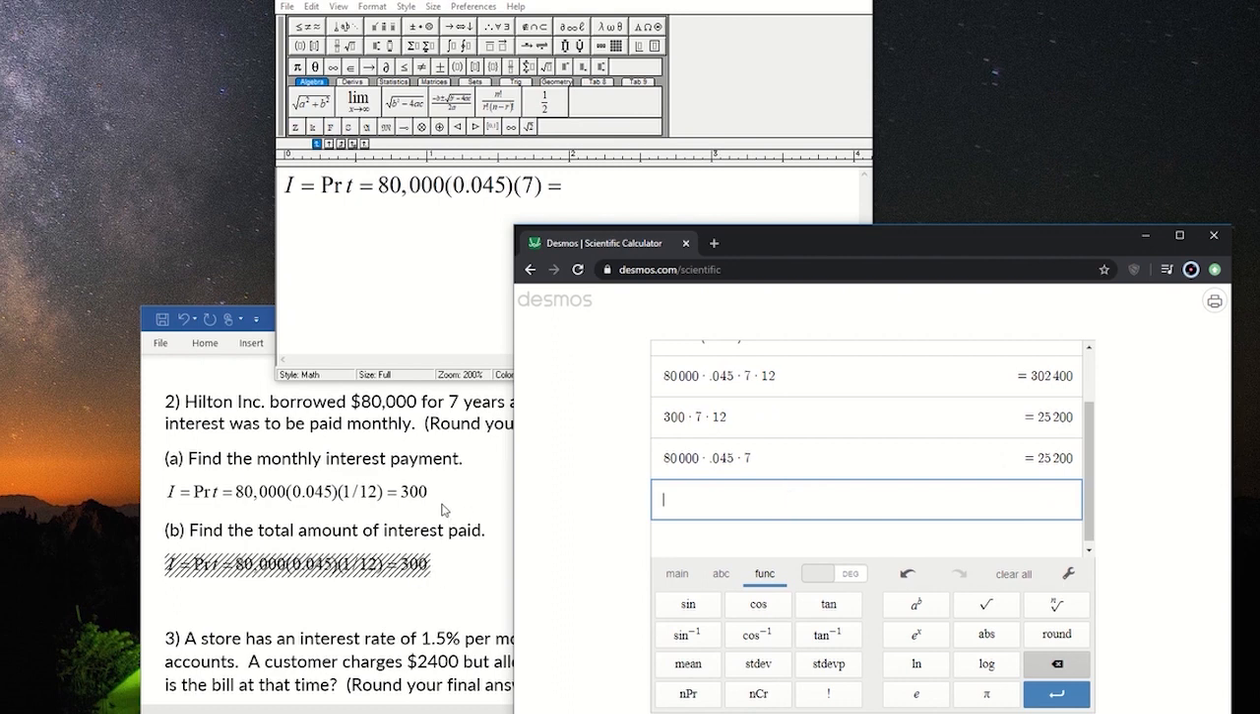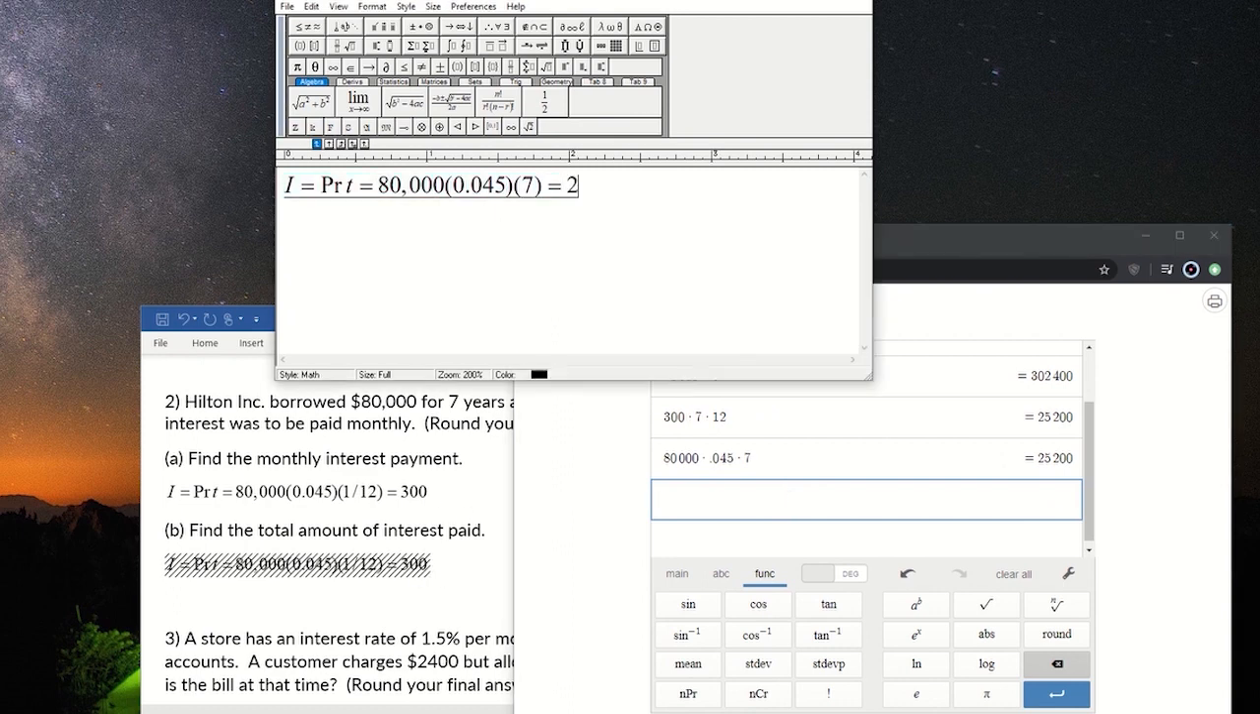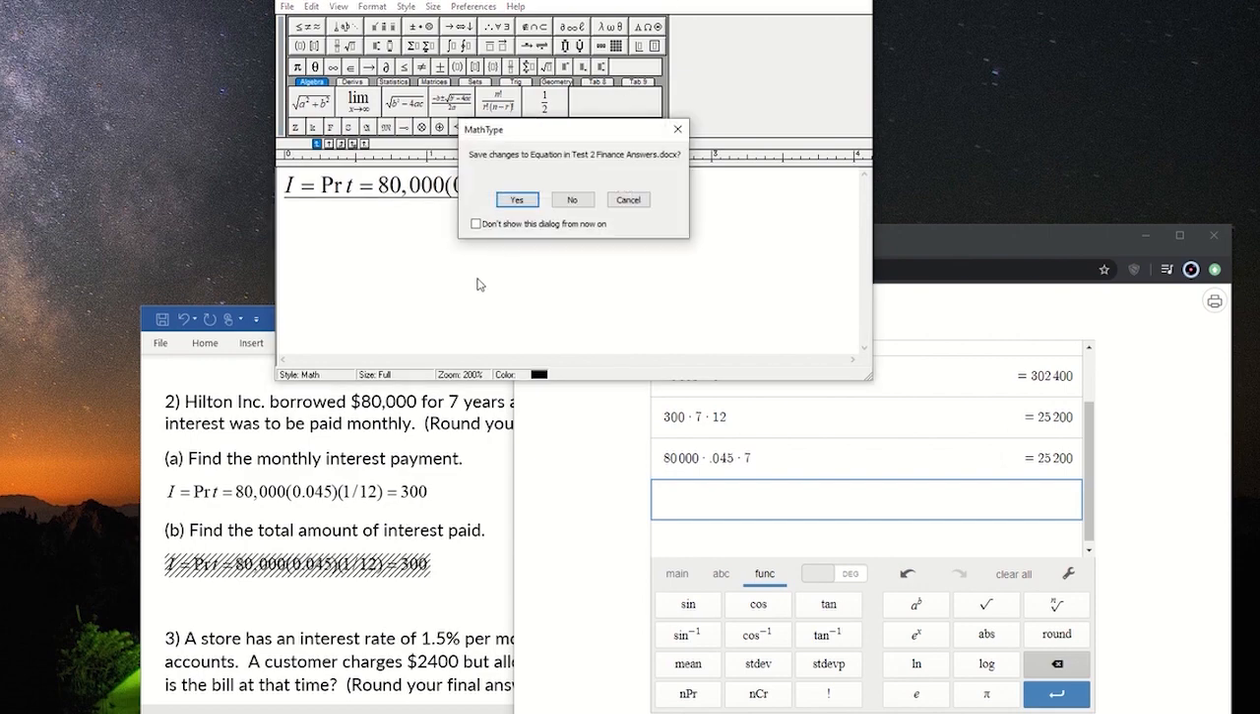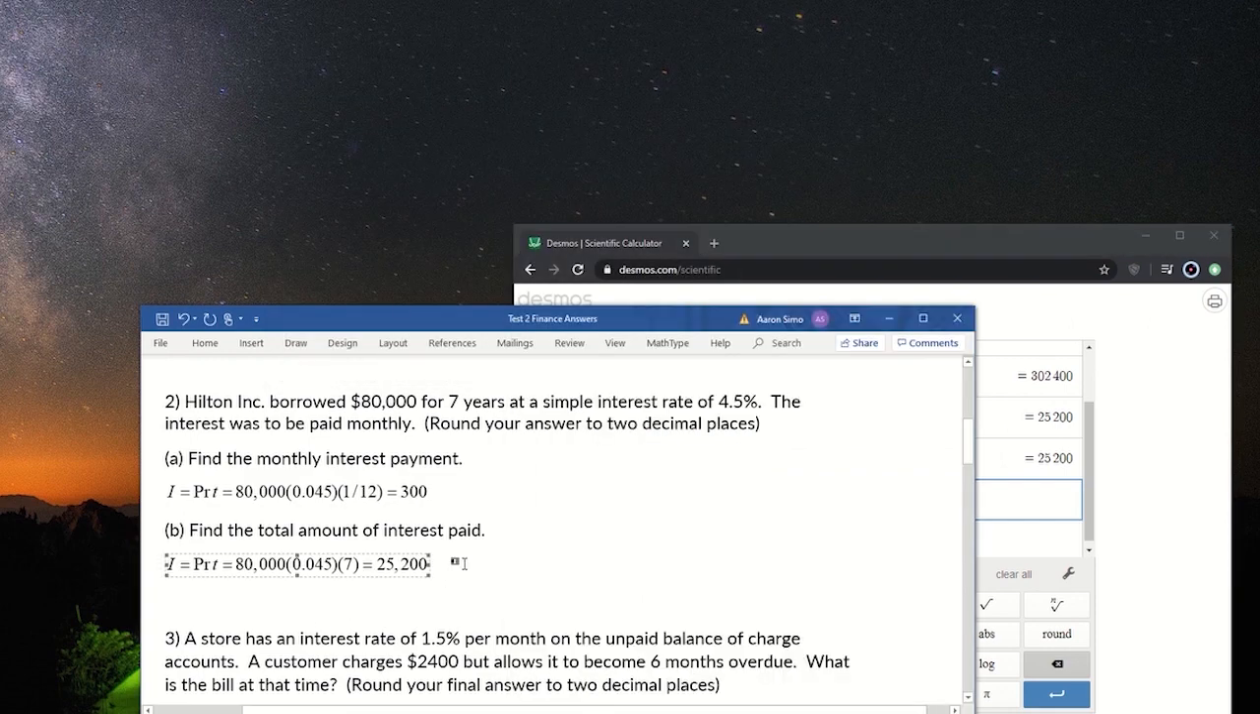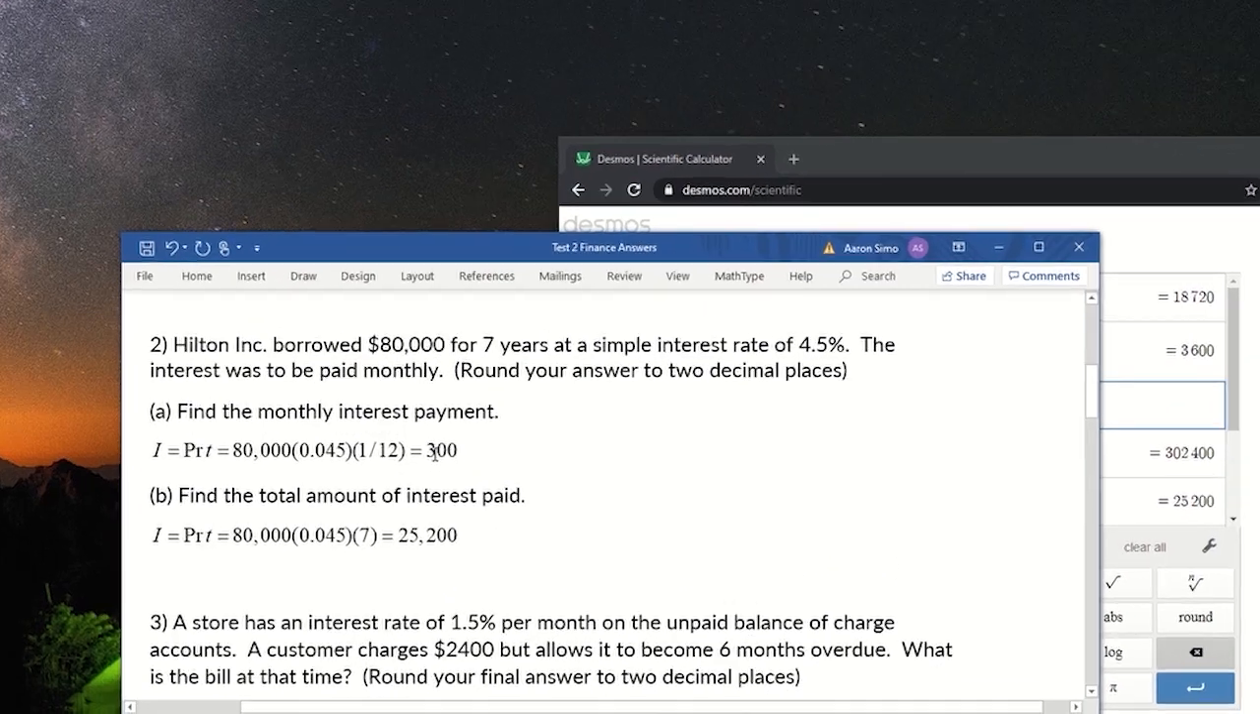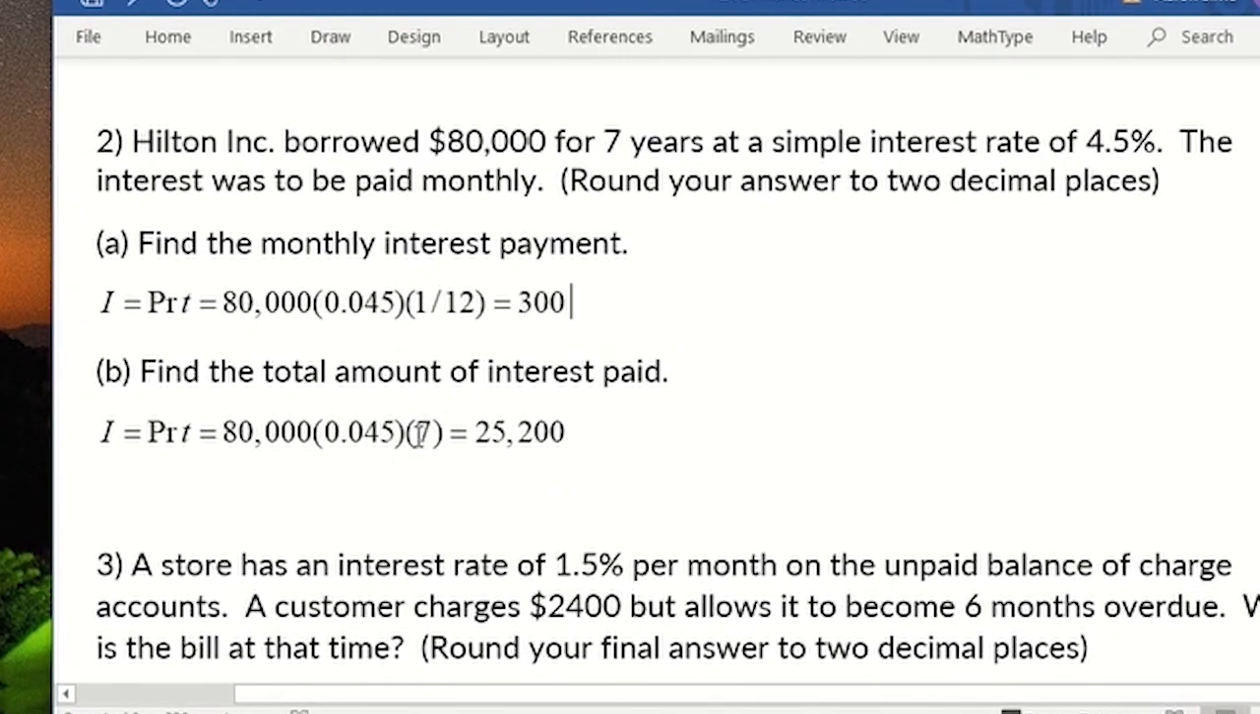Get 25,200. Put that in here. 25,200. Press X to insert it. Press yes. There you go. Alright, so in 1 month you're going to pay $300, and in 7 years you're going to pay $25,200.